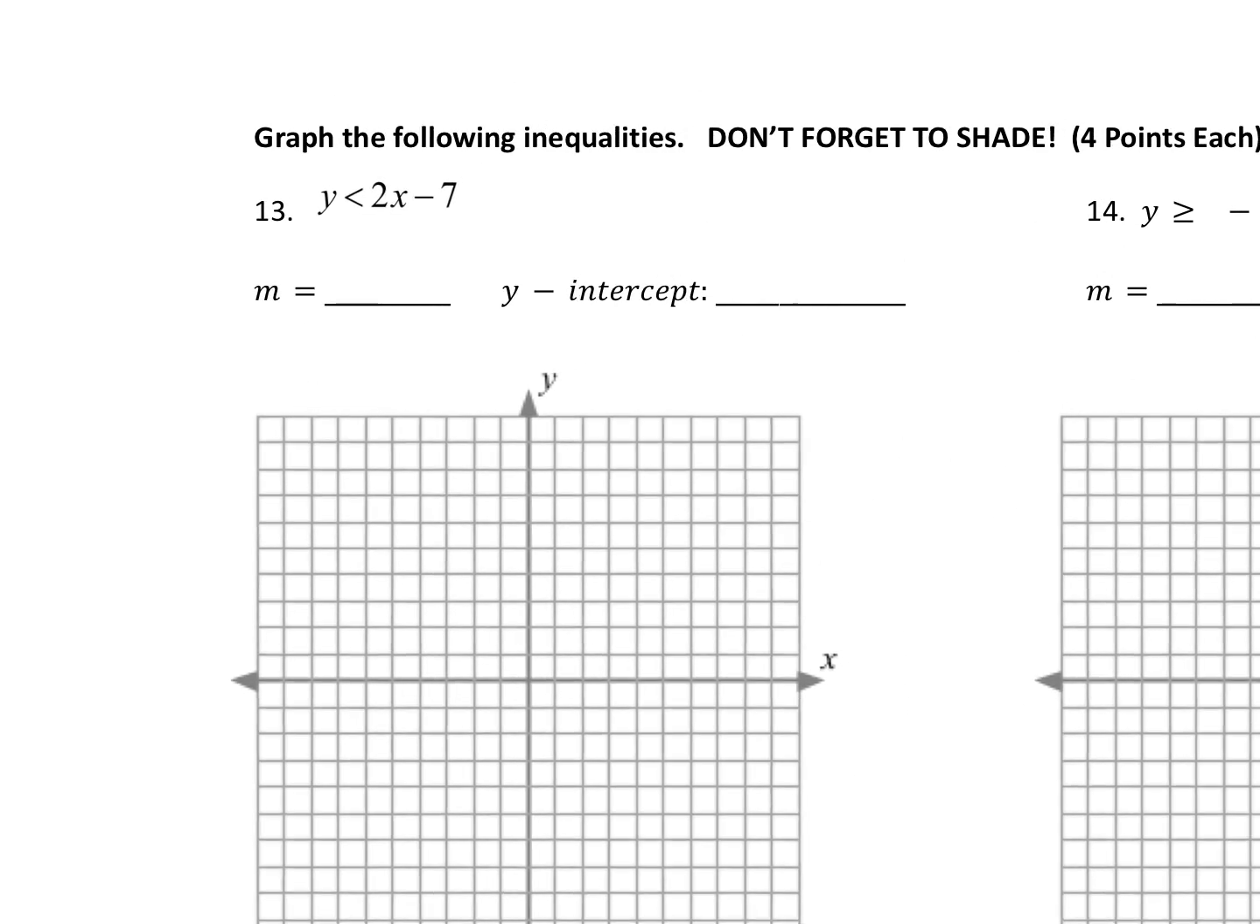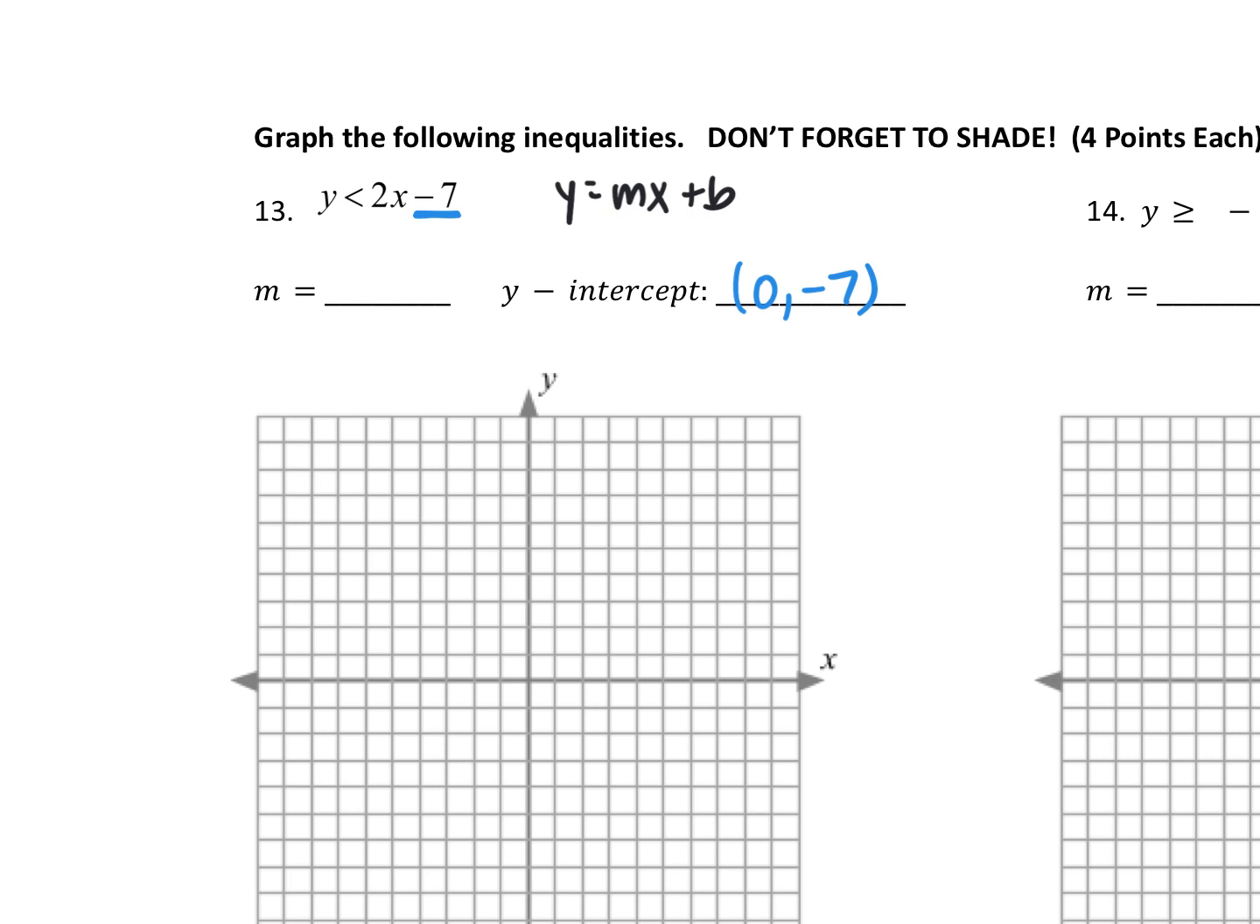Last page here, we are graphing inequalities. So number 13 is in the form of y equals mx plus b. I'm going to start with my y-intercept. My y-intercept will be that second number there. So -7 is my y-intercept. As a coordinate, that would be 0, -7.